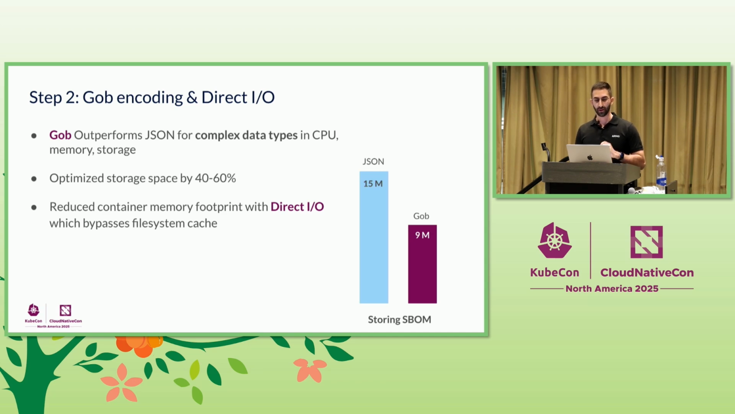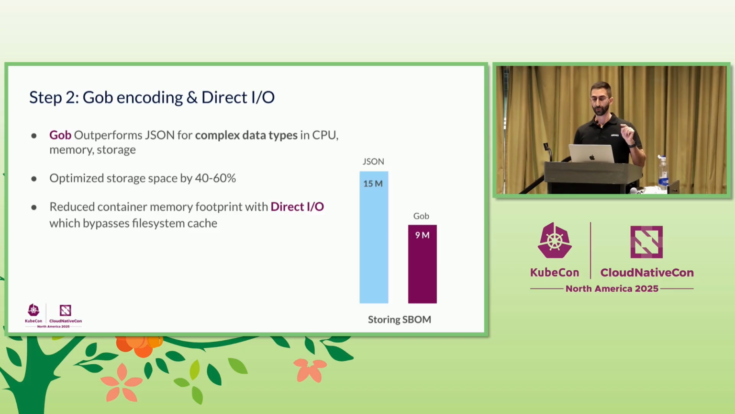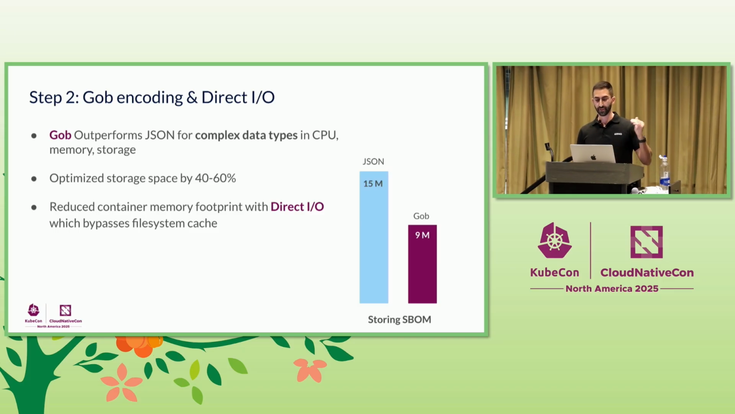The second step was changing from JSON encoding to GOB. GOB is Go specific, a binary format. It was a major change that optimized storage by up to 60%. And one more step we took was to work with direct I/O, as it reduced the container memory footprint, because direct I/O bypasses the file system cache.